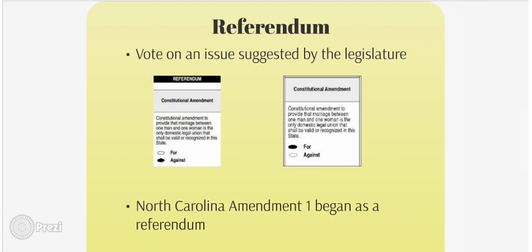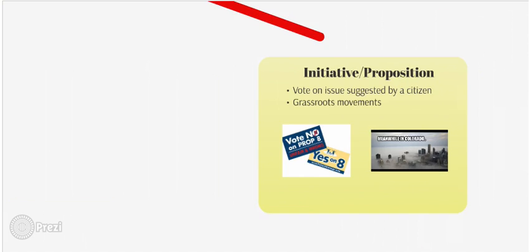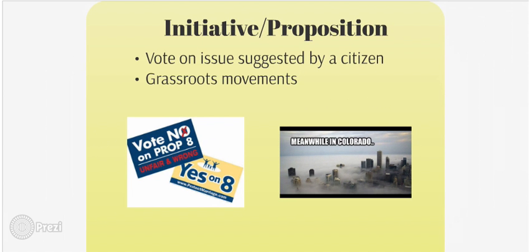A referendum is a vote on an issue that is suggested by the legislature. North Carolina's Amendment 1 was suggested by the legislature, and it began as a referendum. So this is either for or against it. Remember, Amendment 1 is about marriage. The last thing that you might vote on is an initiative/proposition, and this is a vote on an issue that is suggested by a citizen.